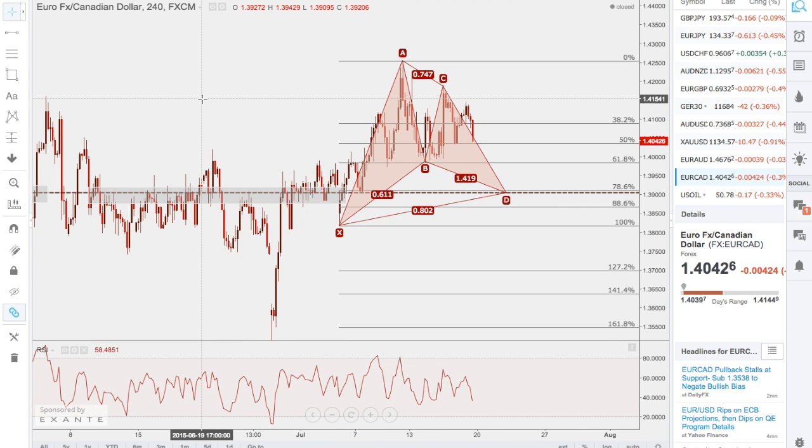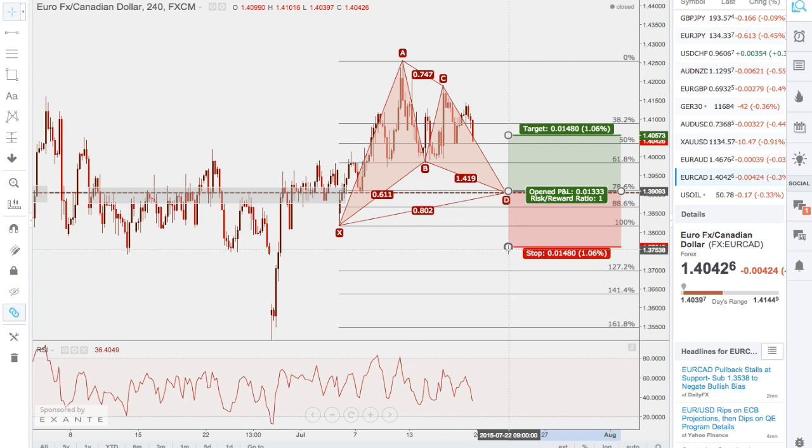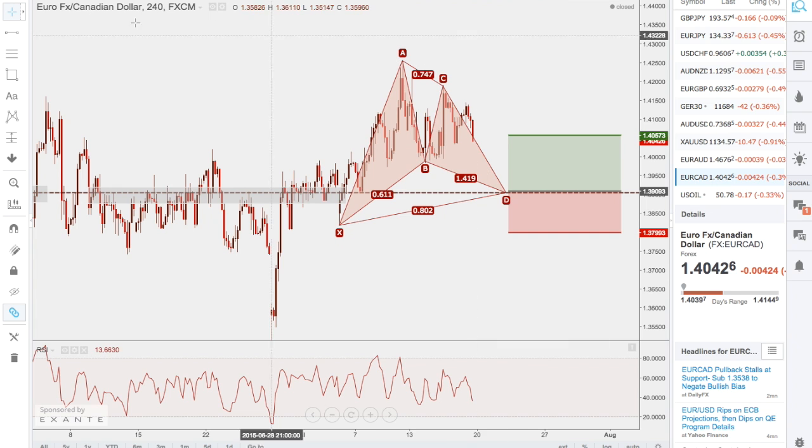Right, so if price does come back down to this level, that's what we are going to be looking for. We'll be looking for a buy setup, so we'll be buying at this level. Our stops will have to go below the X as well, adding a little bit of buffer. Basically the targets will be the same.